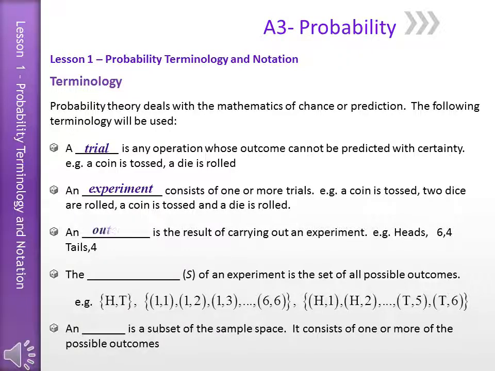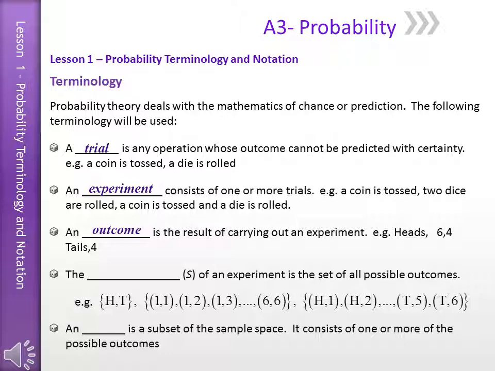An outcome is the result of carrying out an experiment. So if we flip a coin, we could get heads. If we roll two dice, we could get a 6 and a 4. If we flip a coin and roll a die, we could get tails and a 4.